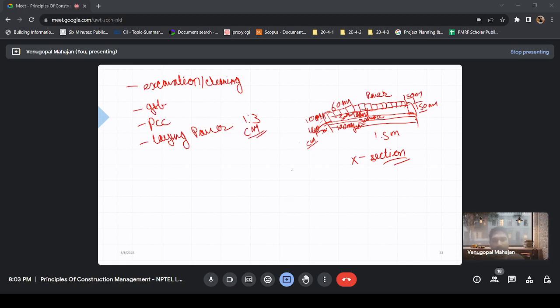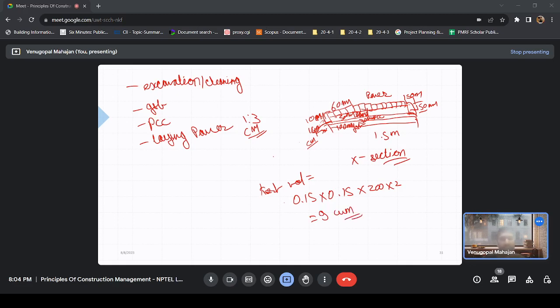Okay, so the cross section of curbstone is 0.15 into 0.15, right? 150 mm by 150 mm. And what is the length? Length is 200 meters into 2, right? On both sides. So how much is the curb volume now? 9.2 plus 5.9 cubic meter? Okay.